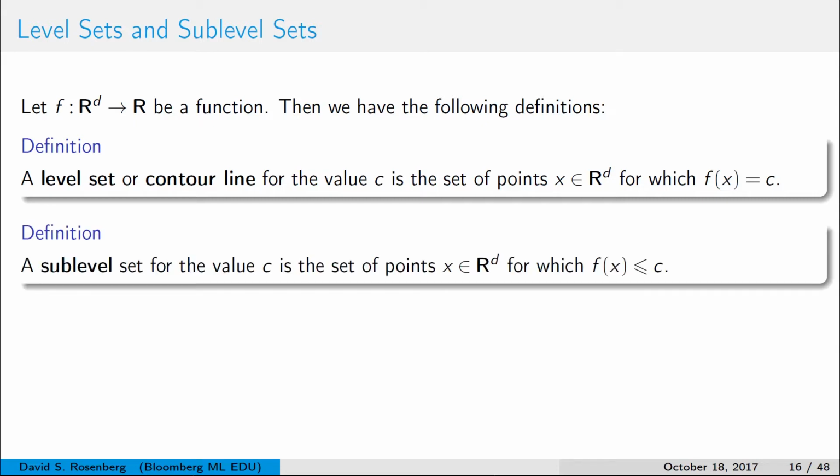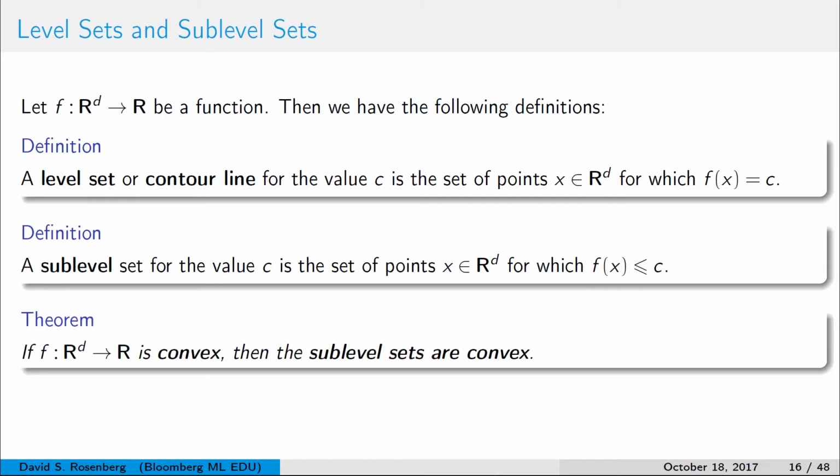Right? A sublevel set is similar. It's the set of all input points x for which the function is at most c. Right? Two simple definitions. And now we have a theorem, which is that if a function is convex, all the sublevel sets are convex. Let's look at a picture. And it's very easy to prove straight from the definitions of convexity and sublevel sets.